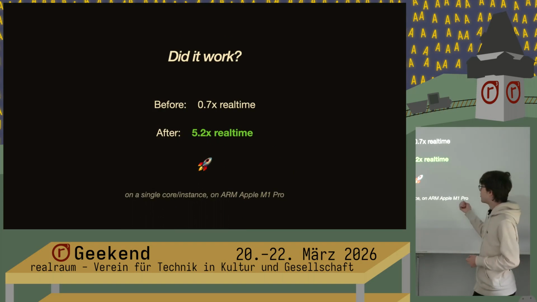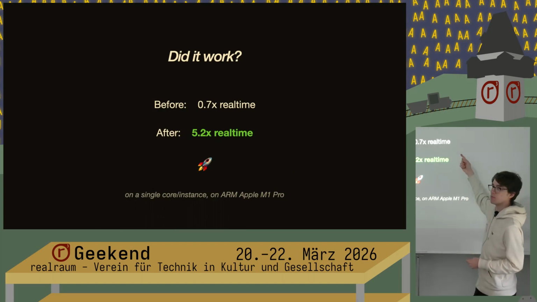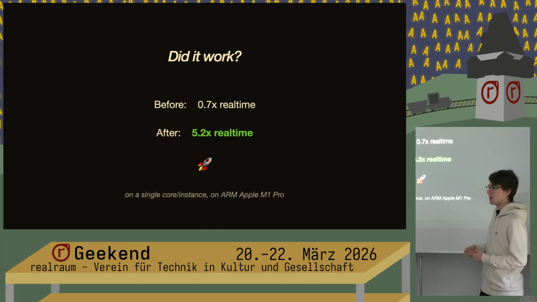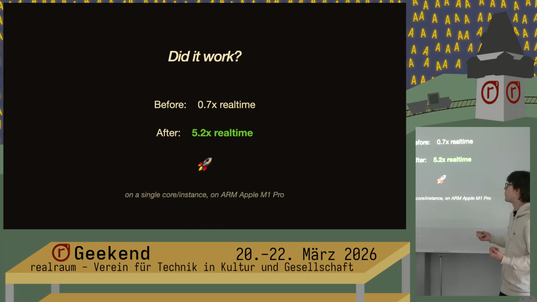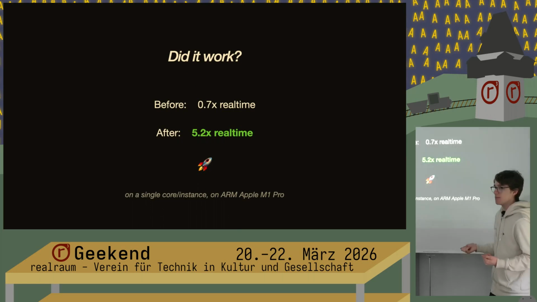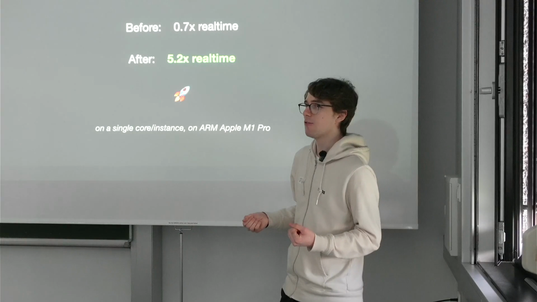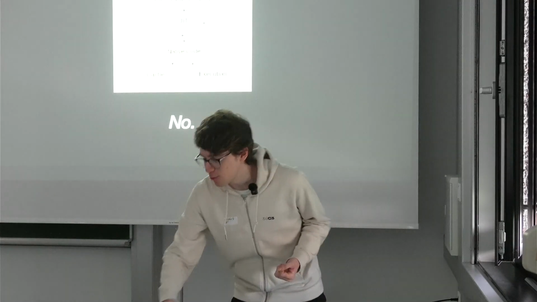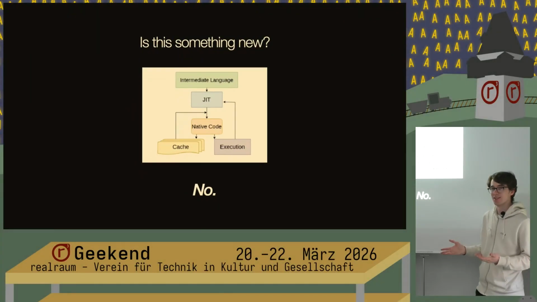On my old MacBook, this was basically a speedup from 0.7x real time to 5.2x real time, which means that you can run 5 of those programs on a single core, and it will just run without a problem, which was really nice. And probably a lot of you are asking, wait, is this something new that you invented? Absolutely not. This is just-in-time recompilation.